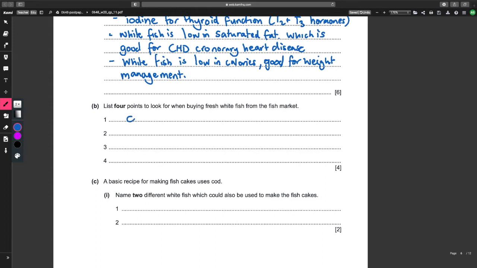So we're looking for clear eyes. Shouldn't be cloudy at all, shouldn't be bloody, they should be nice and sparkly. Maybe even have a twinkle. You should be looking for red gills, so that when you pull them up and look through, you should be able to see red inside. They should have a good fresh smell. And they should be firm and plump.